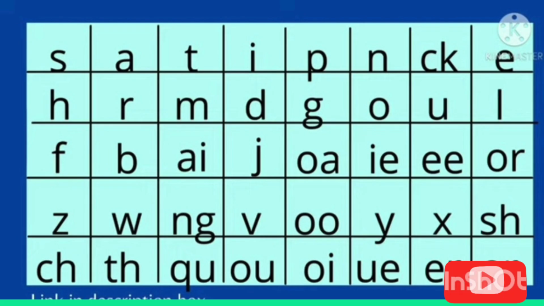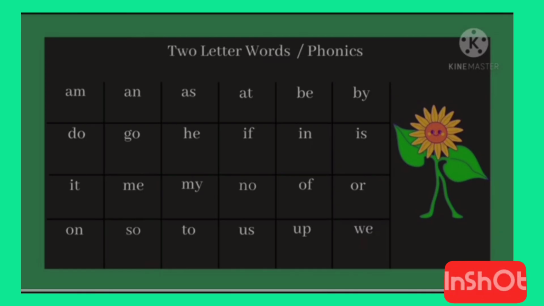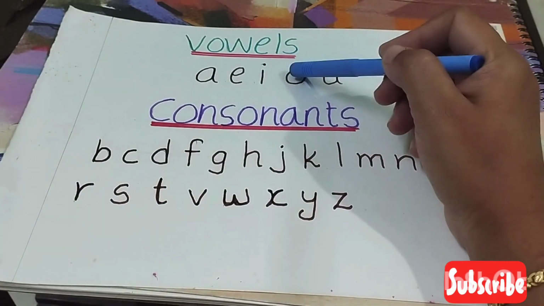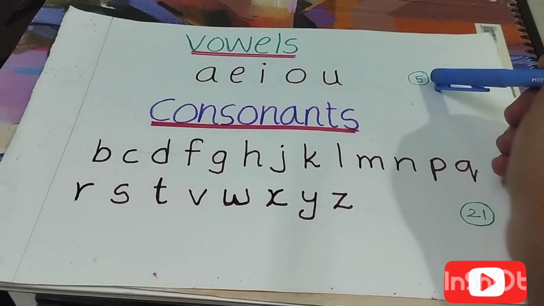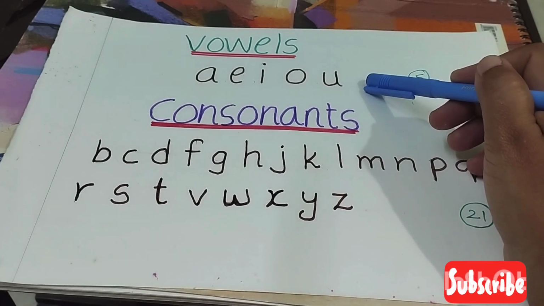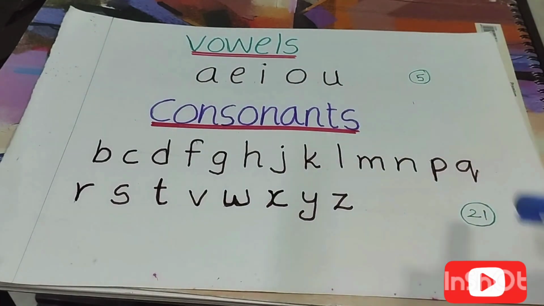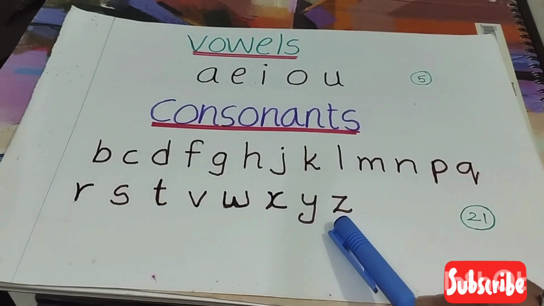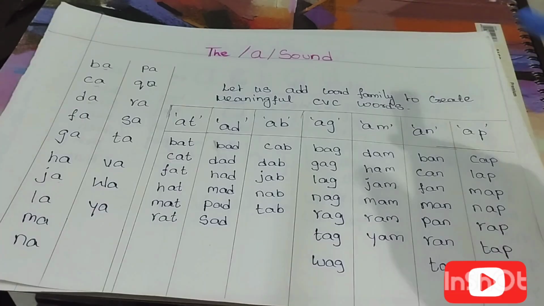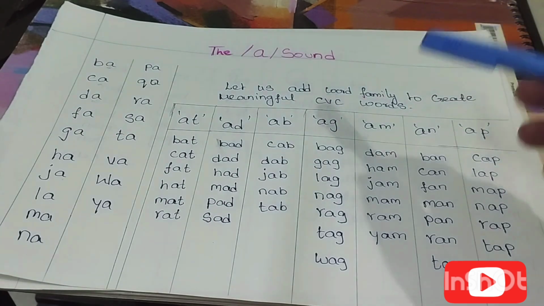First, we have to teach them the phonic sound for all these letters, and then 2-letter words, and then we have to teach them to recognize what is a vowel and what is a consonant. Then only will they be able to make blends and understand the spelling rules. We have to teach them the vowels A, E, I, O, U, the 5 vowel letters, and then the remaining 21 letters are consonants. Then we have to move on to 2-letter words.